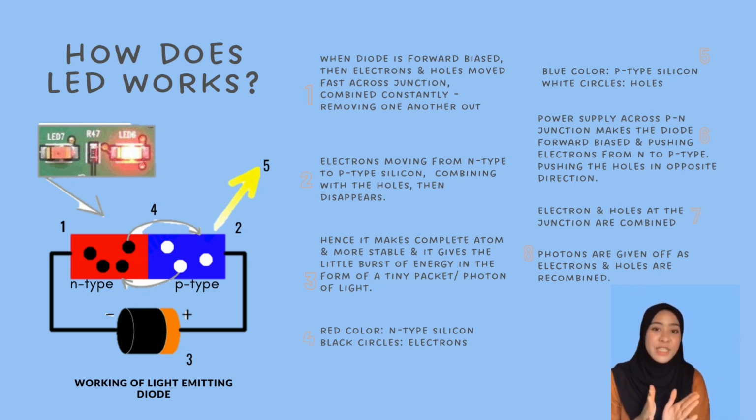From the diagram attached in this slide, we can observe that the N-type silicon is in red color and it contains the electrons. They are indicated by the black circles. The P-type silicon is in blue color and it contains holes. They are indicated by the white circles. The power supply across the PN junction makes the diode forward biased, pushing the electrons from N-type to P-type and pushing the holes in the opposite direction. Electrons and holes at the junction are combined. The photons are given off as the electrons and holes are recombined.